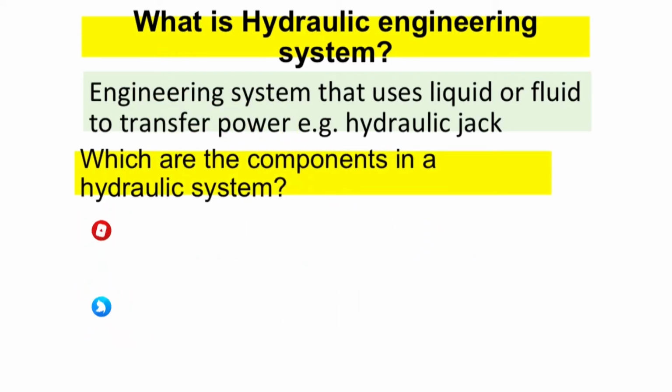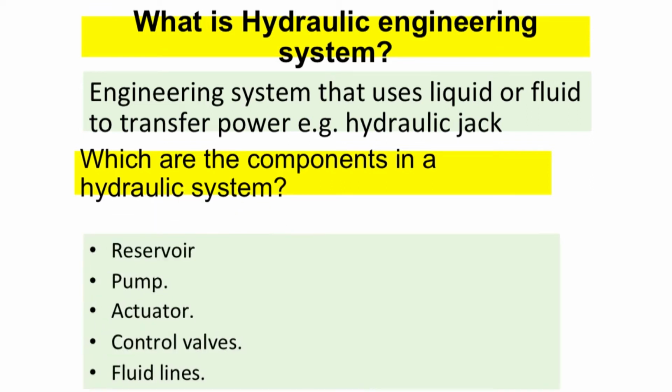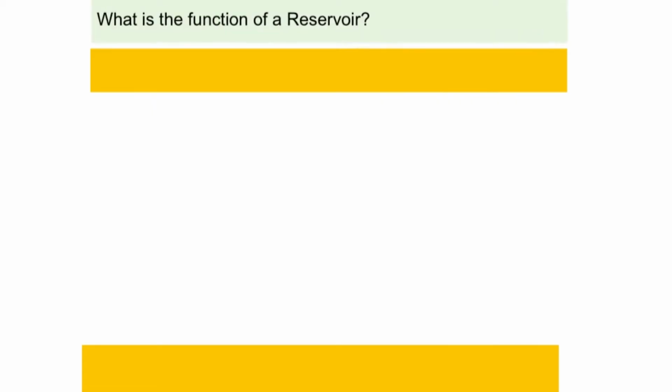Which are the components that make up the hydraulic system? The components that make up the hydraulic system are a reservoir, a pump, an actuator, a control valve, and fluid lines. Now let us look at the function of the hydraulic engineering system components.